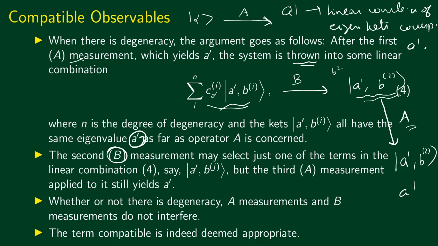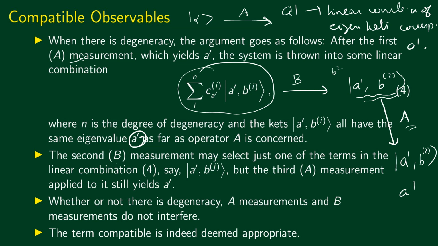So what happened? The measurement of B has not destroyed the previous information that this is a state with a definite value of observable A. All right, so this state is a state with a definite value for observable A, and the measurement of B has not destroyed this information.